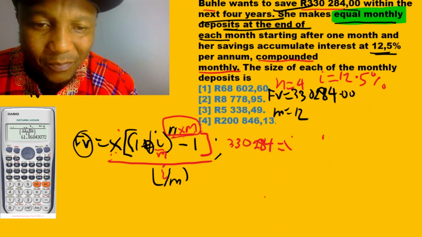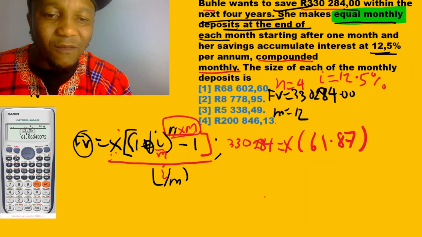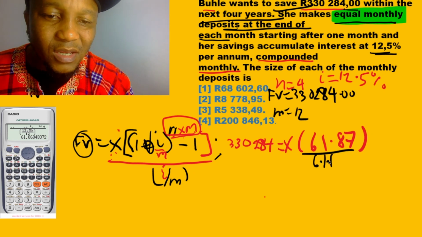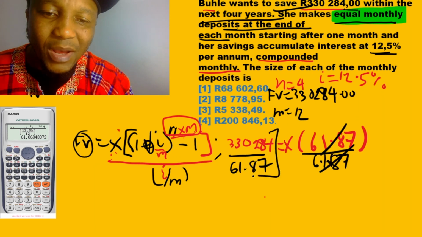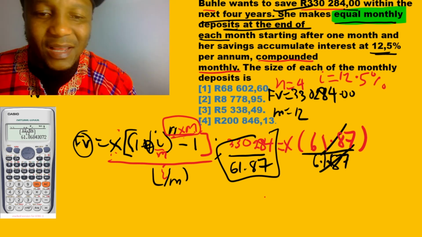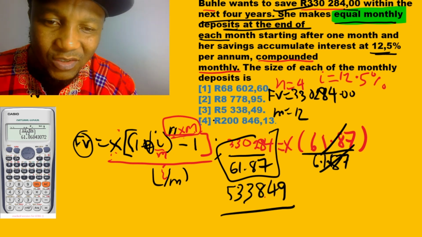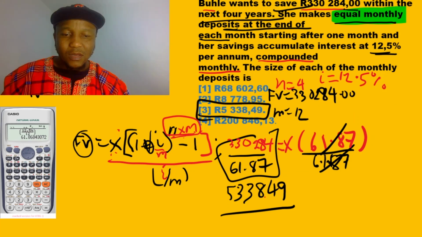Okay, so we're going to multiply this x multiplied by 61.87 if you approximate. So we want to get the value of x. How are we going to get the value of x? It means I have to divide by 61.87 throughout. 61.87. This and this cancel. So we're going to plug this in the calculator. If you plug it in the calculator, that's going to give you 53.33849. And if you come to the options, it's going to be this option here. See, option 3. So look, that's how you do this question.